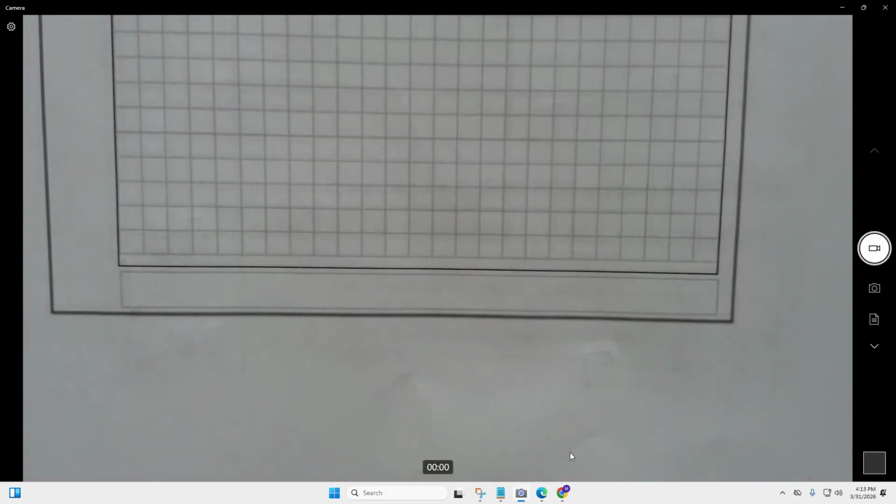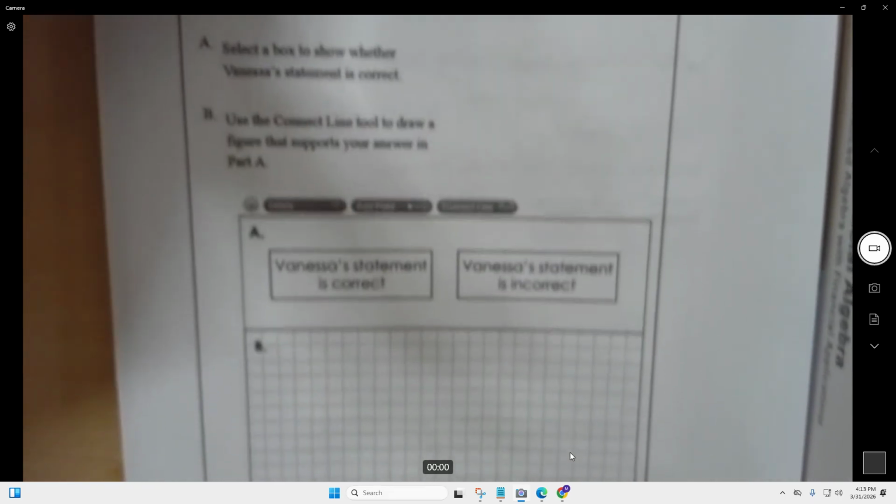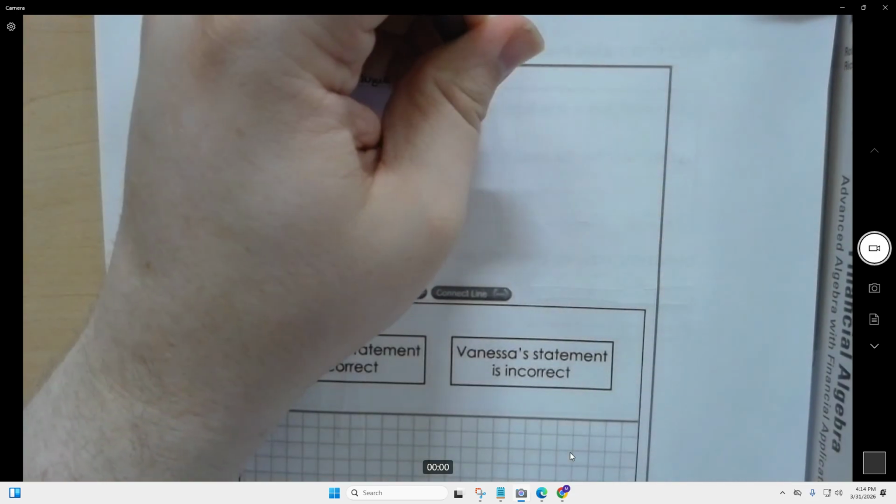Question 5. Vanessa states that parallelograms never have right angles. This is a 2-part question. Part A, select the box to show whether Vanessa's statement is correct. And part B, use the connect line tool to draw a figure that supports your answer in part A. Let's talk about the rules to be a parallelogram.